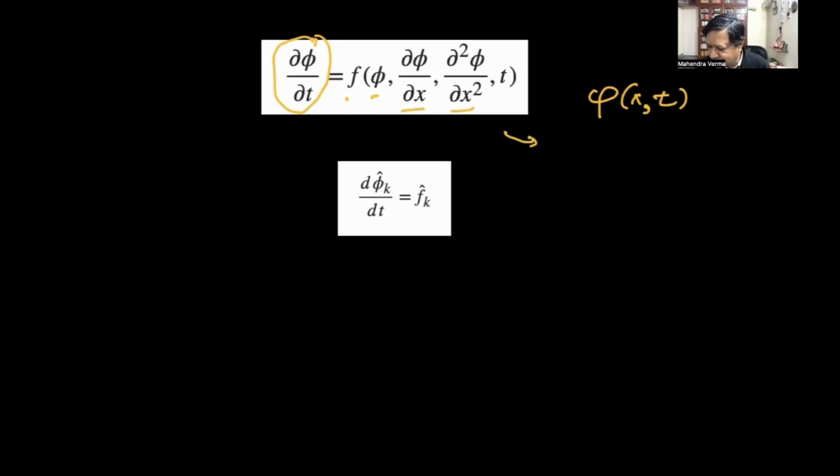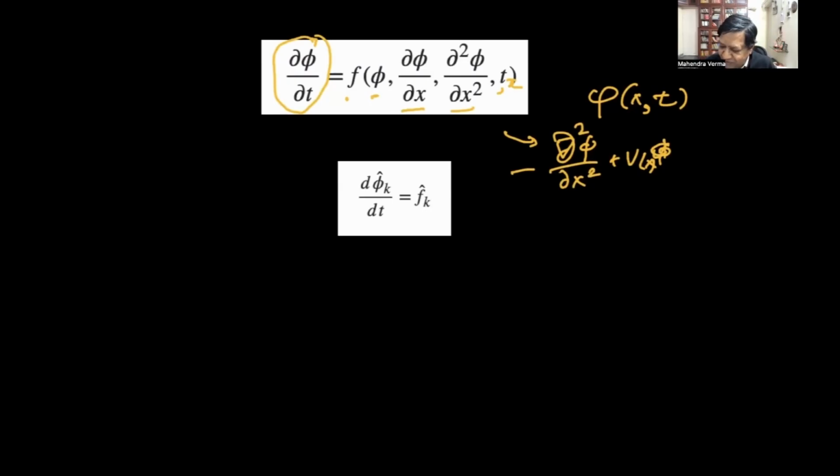For example, the Schrodinger equation has grad square phi, in 1D it is like that, plus v psi, with a minus sign. Here v is some function of x. I didn't write it here, but there could be some function of x as well. So it's some function of phi and its derivatives and some x and t.